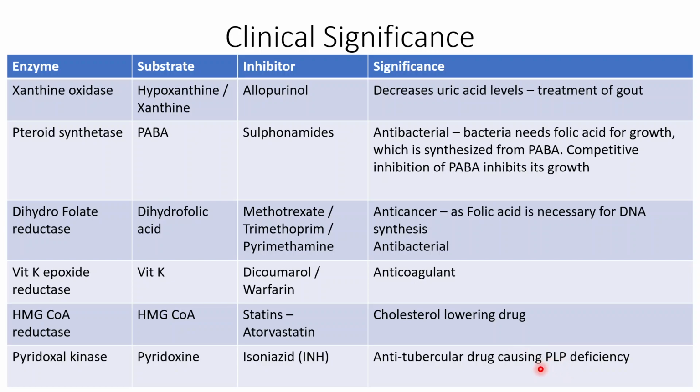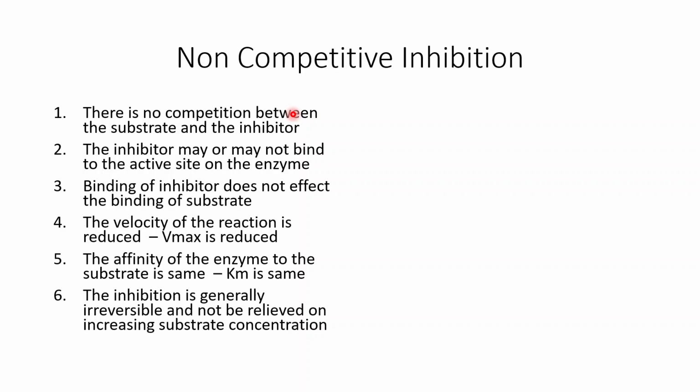So these were a few important clinical importance of the competitive enzyme inhibition. What you need to remember is that these are examples of competitive inhibition. We have an inhibitor which is inhibiting a specific enzyme. Now if the substrate concentration is increased, then the effect of the inhibitor is nullified. So it becomes reversible. Please remember this.